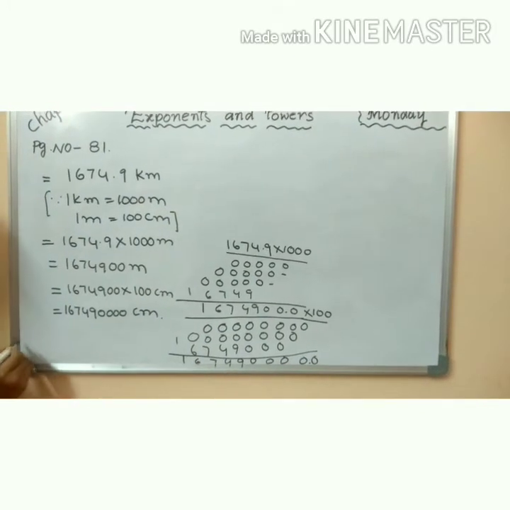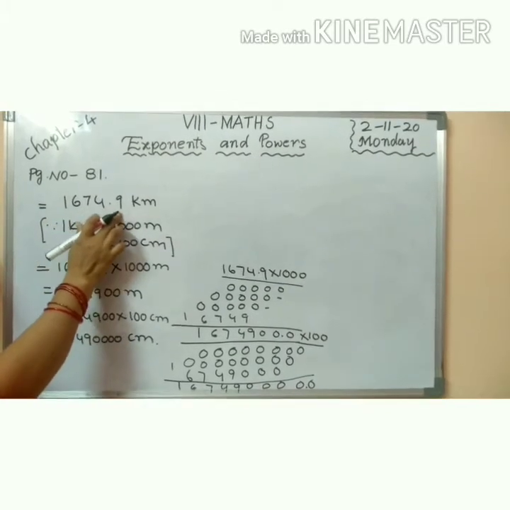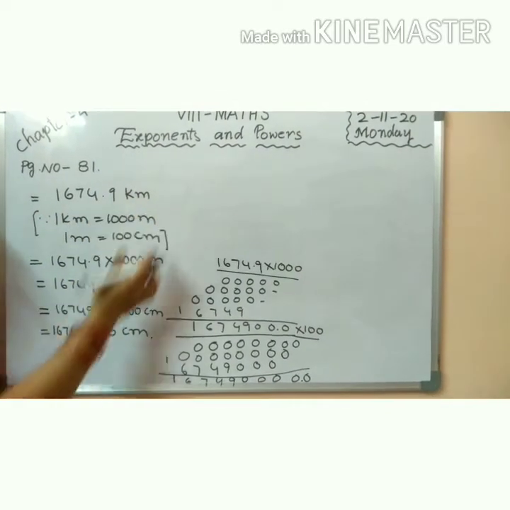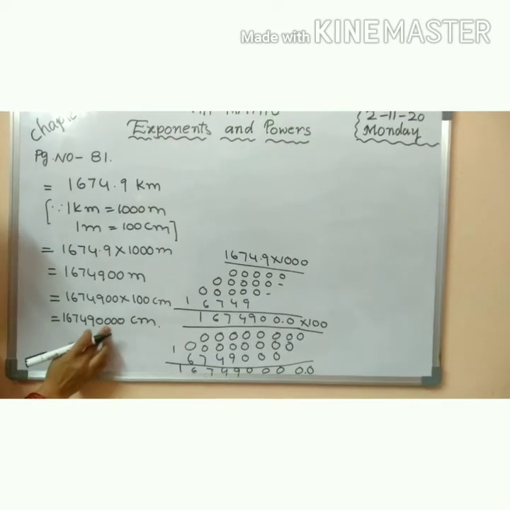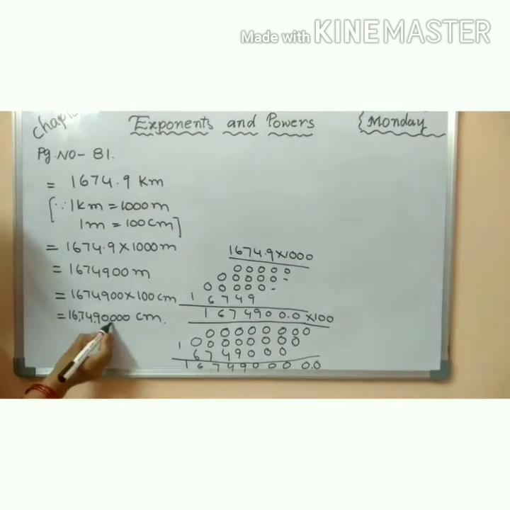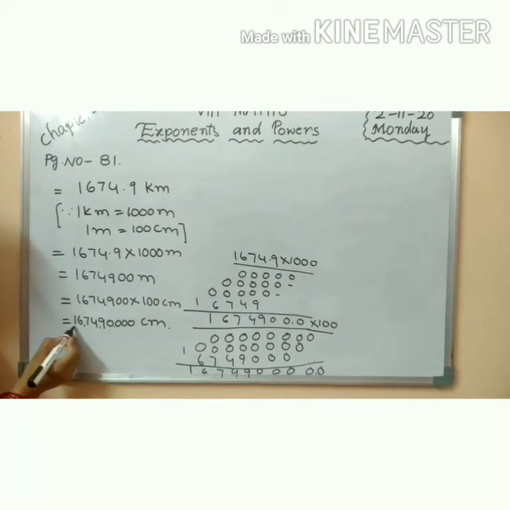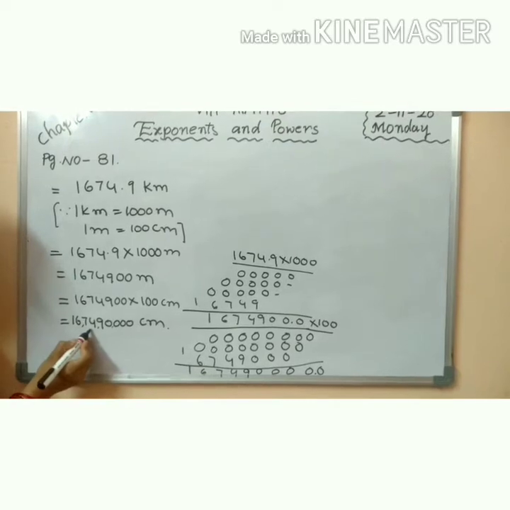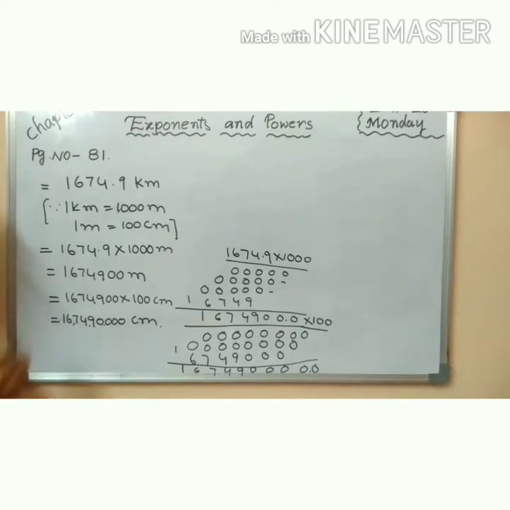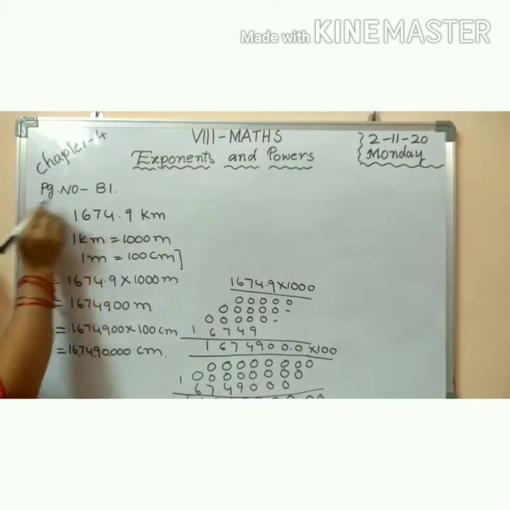Did you understand, children? Therefore, 1674.9 kilometers changed to centimeters. Ones, tens, hundreds, thousands, 10,000, lakhs, 10 lakhs, crores, 10 crores. It means 16 crores, 74 lakhs, 90,000 centimeters. Okay, did you understand? It is page number 81.